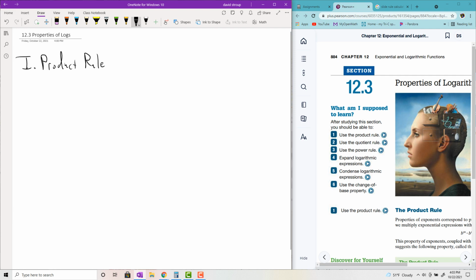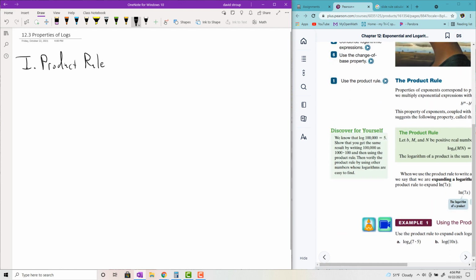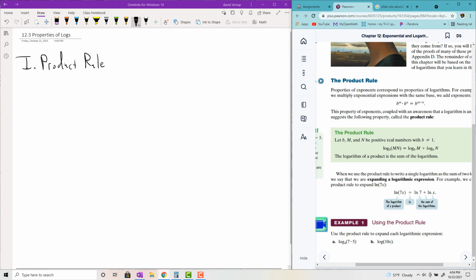Okay, so we have some restrictions on the various variables. Of course, you could read that in the book. I'll just leave that to you. So the product rule is right there. Let's actually see what it looks like.